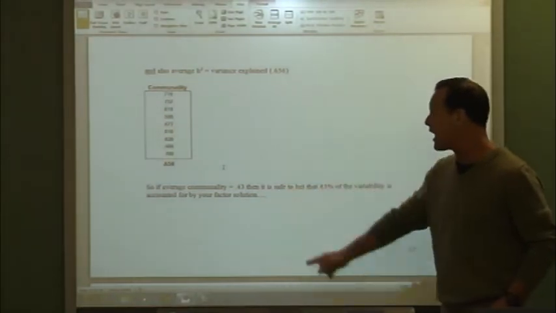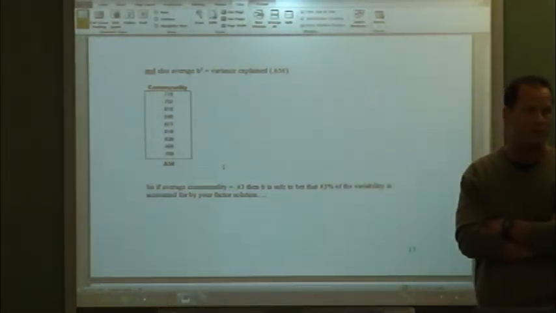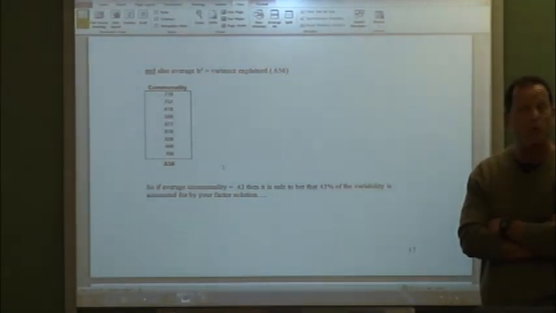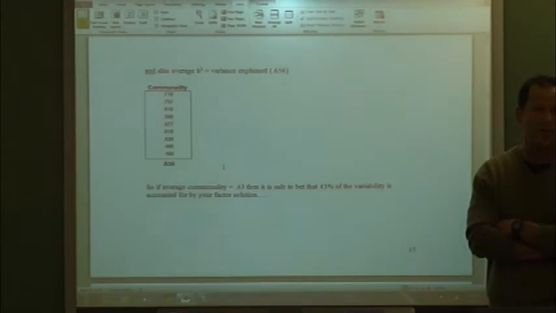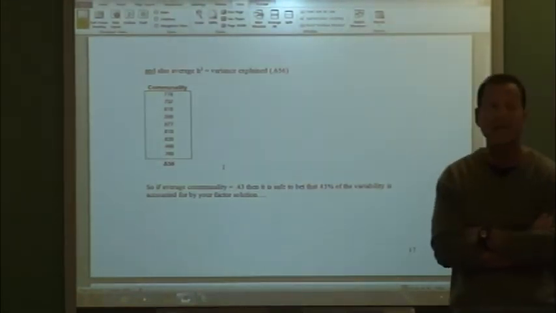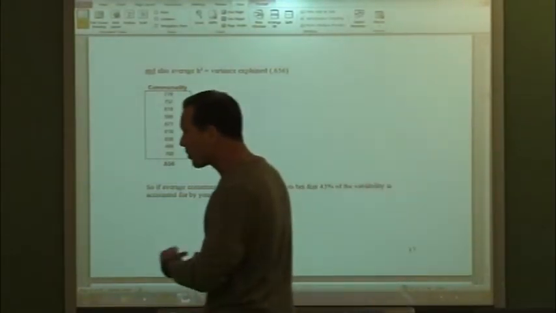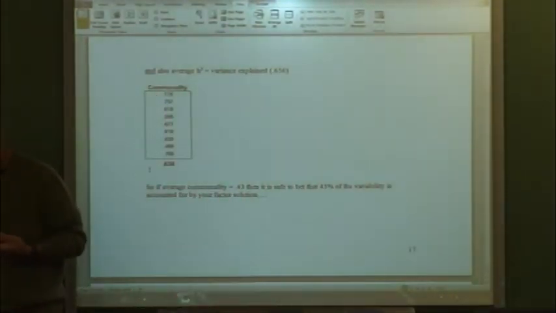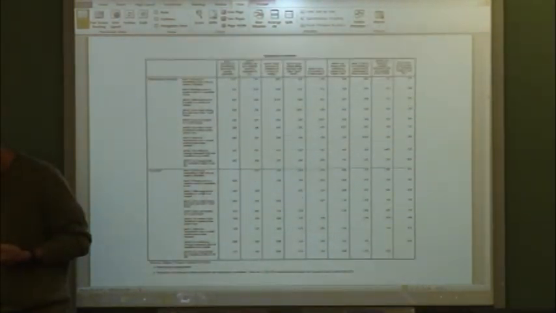Now, if the average communality is 0.43, then guess what percent is unexplained? 57. That's quite a lot. I have gotten solutions with 40%. I had one student from here have a solution less than 40, which is really low. So those are all the ways you can start examining and diagnosing how well we are doing.